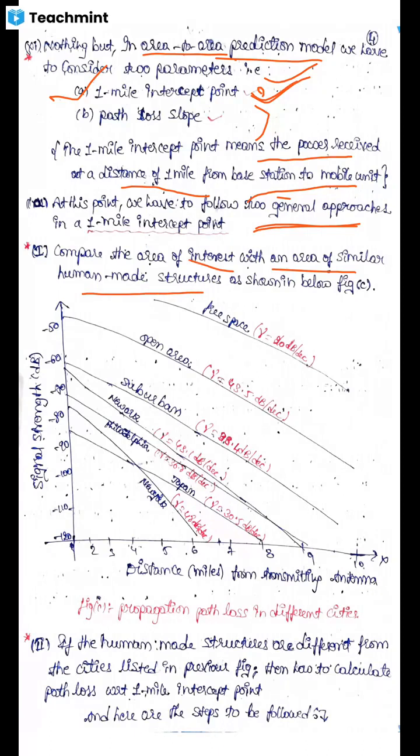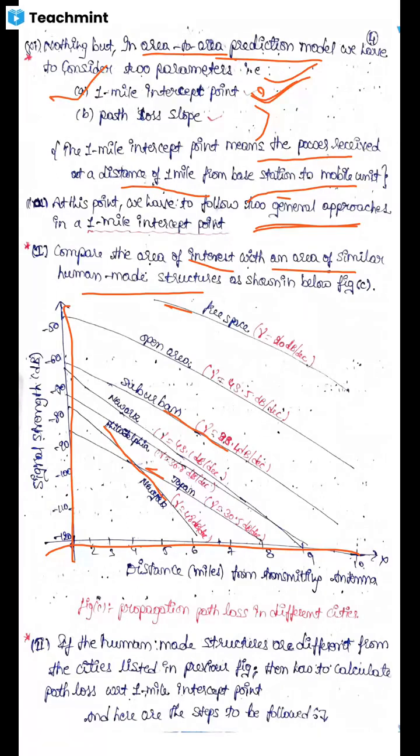Here I will calculate different path loss curves for different cities. These are the standard conditions that are given. The x-axis represents the distance from the transmitting antenna, and the y-axis represents the signal strength in dB. Here they had taken the path loss curve for New York, the path loss curve for Tokyo, Japan, the path loss curve for Philadelphia, the path loss curve for suburban, the path loss curve for open area and free space. These are the different path loss curves.